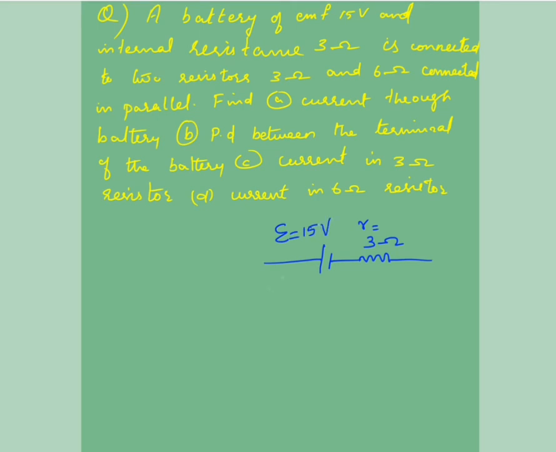Then we have to connect 2 resistors, one is 3 ohm and the other is 6 ohm. They have to be connected in parallel. You can name the 3 ohm resistor R1, and the 6 ohm resistor R2. Those are connected in parallel combination. In a parallel combination, the voltage across R1 will be equal to the voltage across R2.